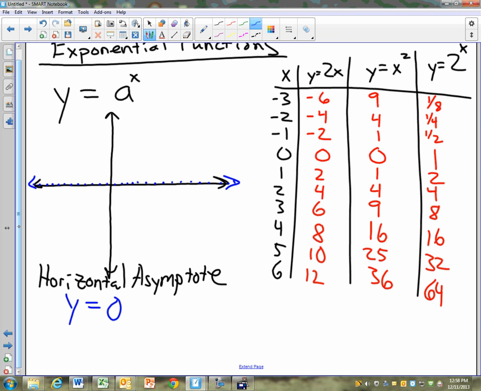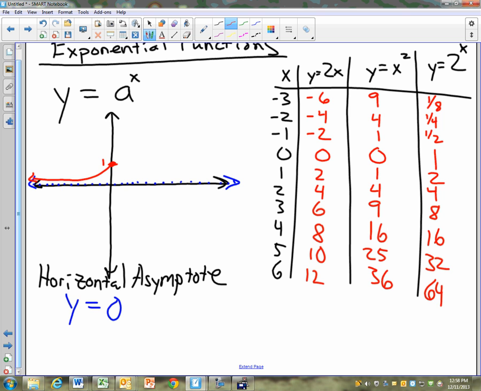Now here's another interesting point. Look at my function, a to the x. If you take anything to the 0 power, what do you get? 1. So we know that this graph crosses through 0, 1. It starts here. It follows really close to that horizontal asymptote. Then it starts to go up through 1.